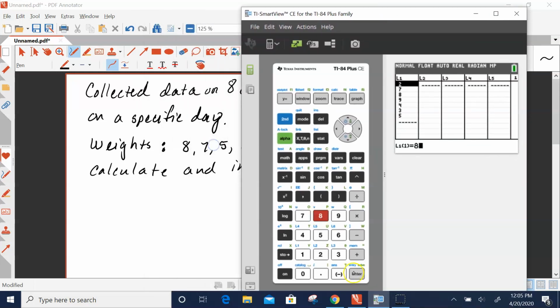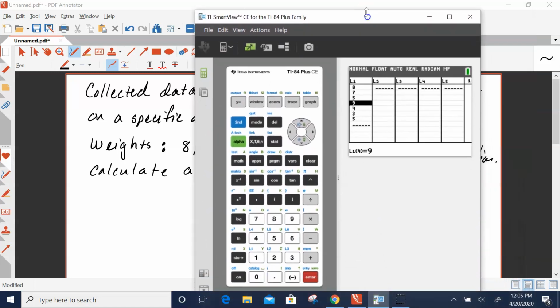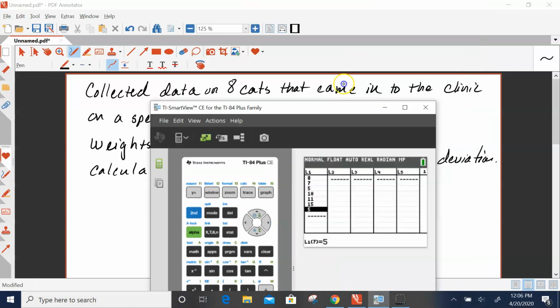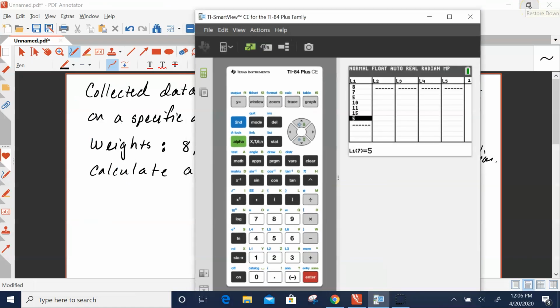So I had an 8, enter, 7, enter, 5, enter, 10, enter, 11, enter, 15, enter, 9, enter, 7, enter. So I went to stat, then I chose the edit feature, and then I just entered my data. And now that my data is entered, I have all 8 pieces of data.